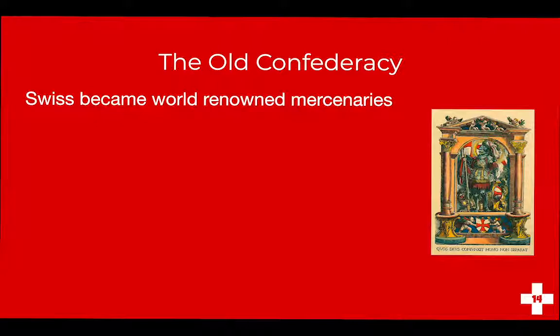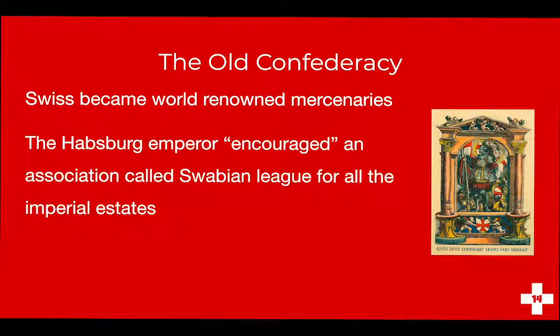And so the Habsburg, seeing this, the Habsburg Emperor of the Holy Roman Empire encouraged an association called the Swabian League for all the imperial states. The Swabian League is supposed to be all of the Reichsfrei throughout the Holy Roman Empire, all these free states, that should be put under one jurisdiction called the Swabian League. And when I say encourage, I'm saying that with huge quotes. He's encouraging this association.